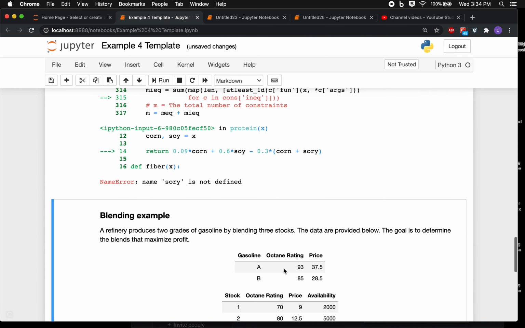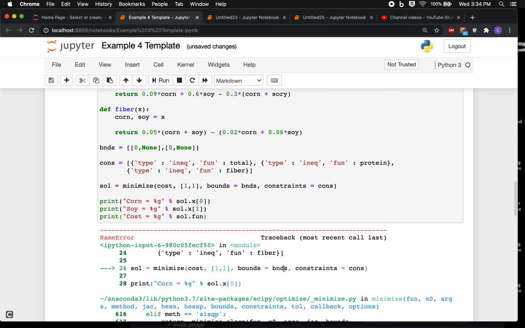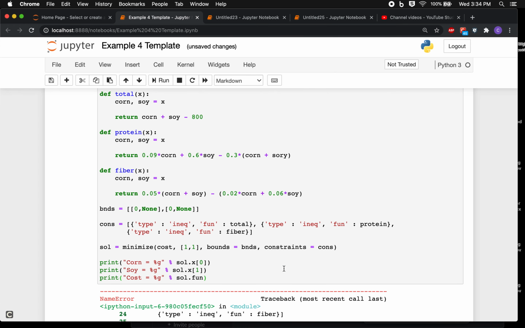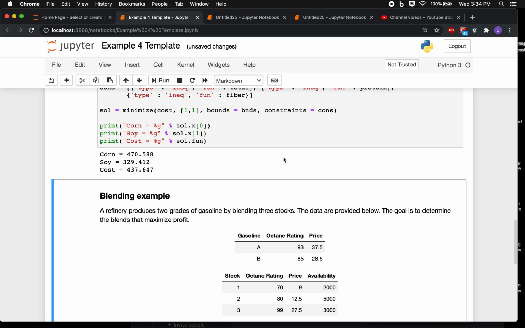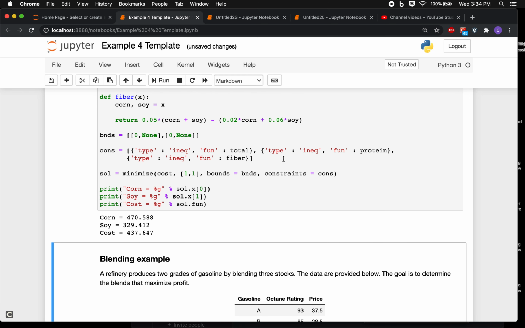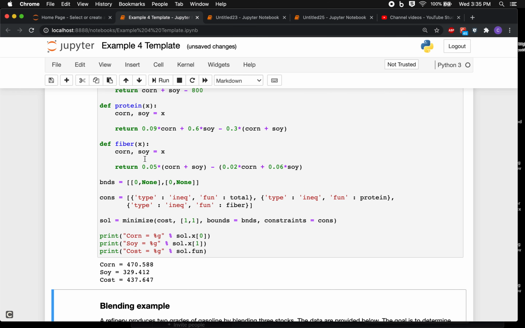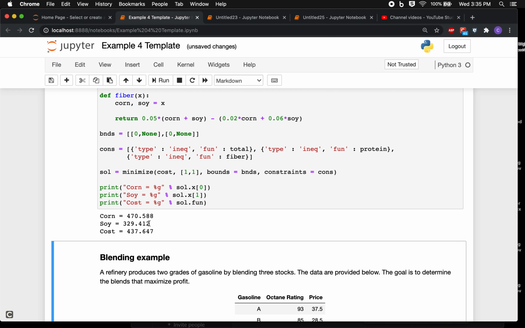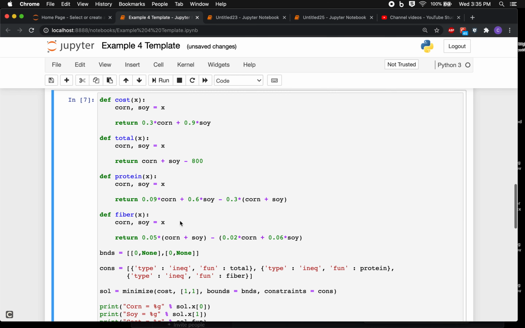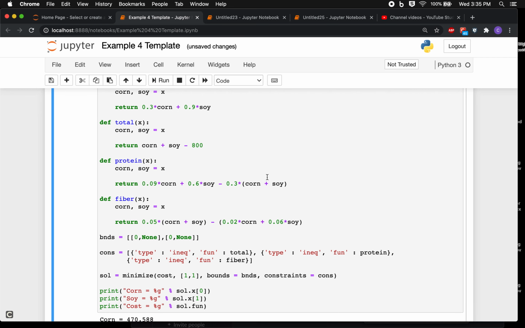And so I run this. And of course I have a, where do I have soy? There's the typo. So that's soy. I run it again. And I find my optimal solution is 470 kilograms of corn, 329 kilograms of soy. Together, these will satisfy the protein and fiber content. And then the last one is the cost, which in this case is 437. So hopefully these constraints are clear, like the protein constraint and the fiber constraint.